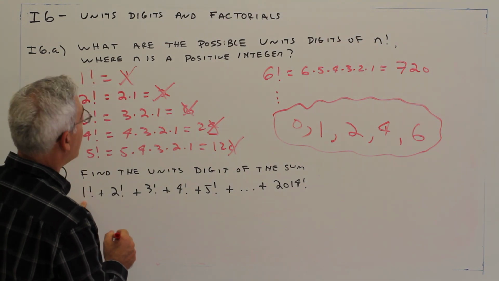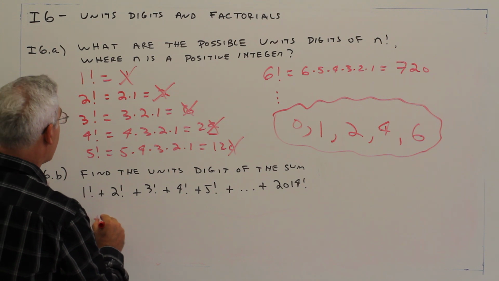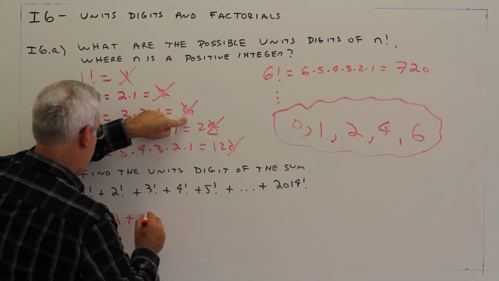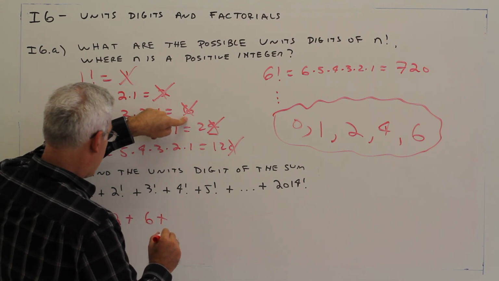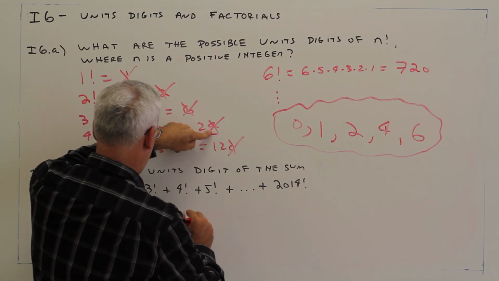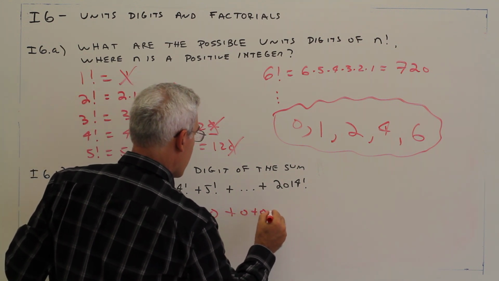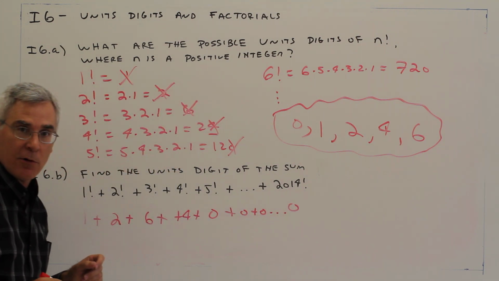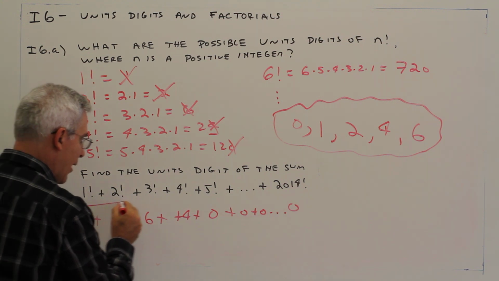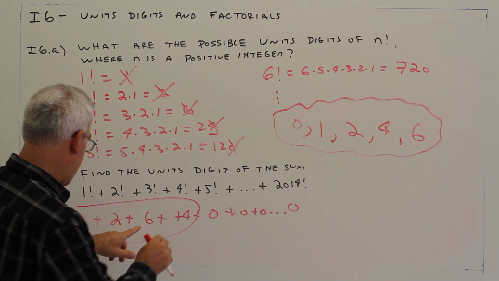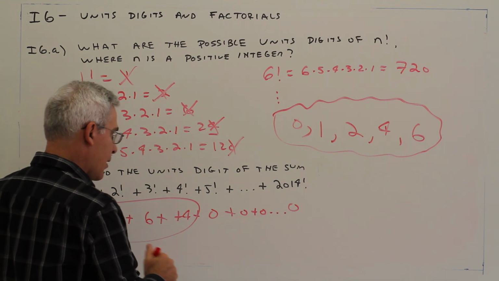1 factorial, the units digit was a 1, 2 factorial was a 2, 3 factorial units digit was a 6, 4 factorial was a 4, 5 factorial was a 0, and all of those will be 0 as well. So it really involves just summing up these. So what do I have? I've got a 10 and a 3. I've got a 13.